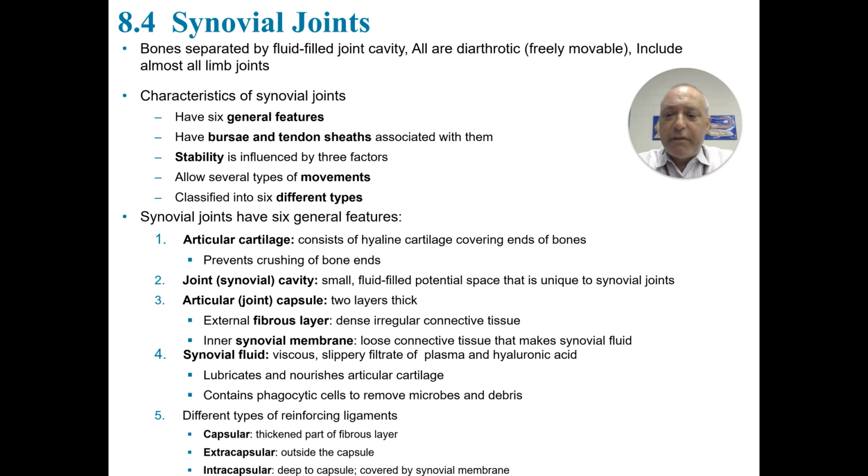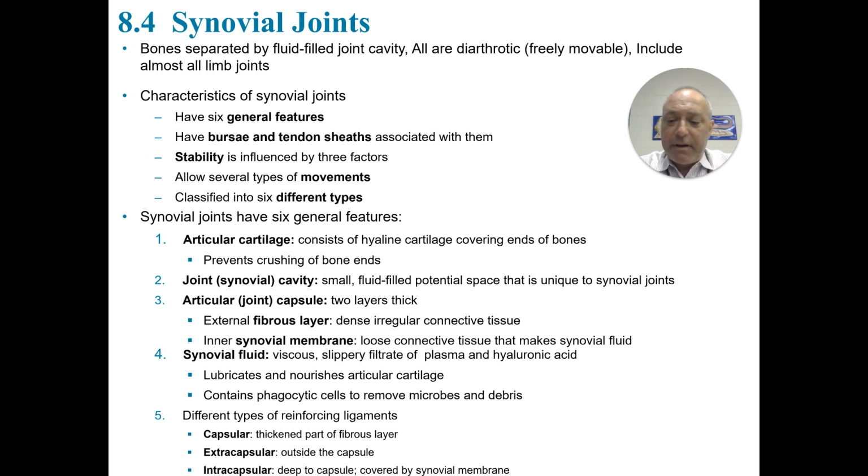Let's see, there are 6 general features of synovial joints. They contain articular cartilage. There's a joint cavity that's fluid-filled. There's a capsule, which is pretty thick. There's an external fibrous capsule and an internal synovial membrane. Then there's synovial fluid, which is very viscous and very slippery, which lubricates the joints. It also contains phagocytic cells to remove debris and invaders.